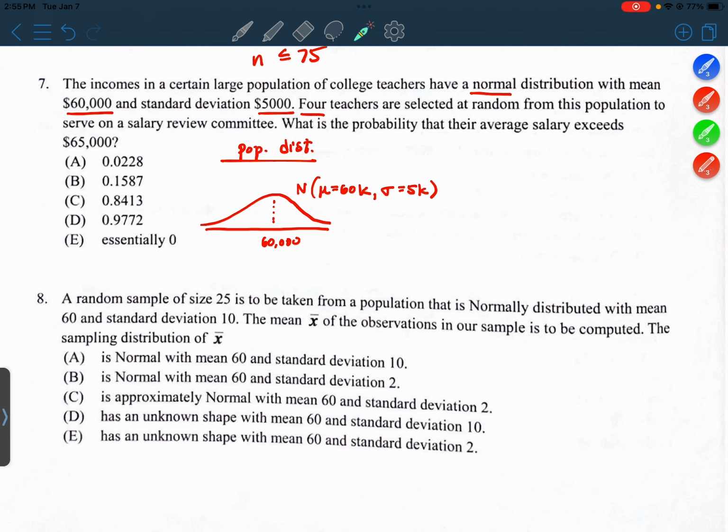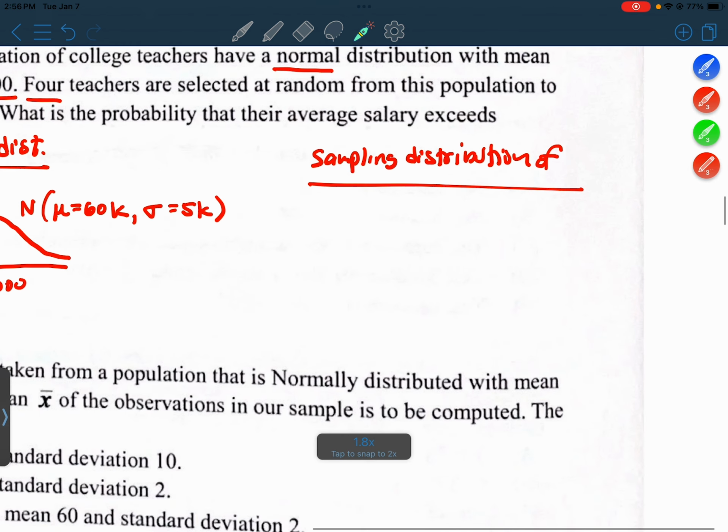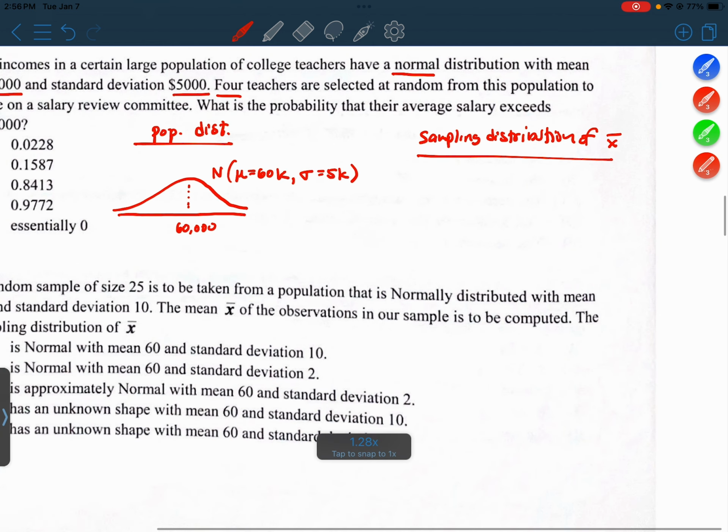Now, when it starts talking about the sample of 4 teachers, to answer that question, we need to use the sampling distribution. Which sampling distribution do we need to use? Well, it's asking questions about an average, so that would be the sampling distribution of X bar, the sample mean or the sample average.